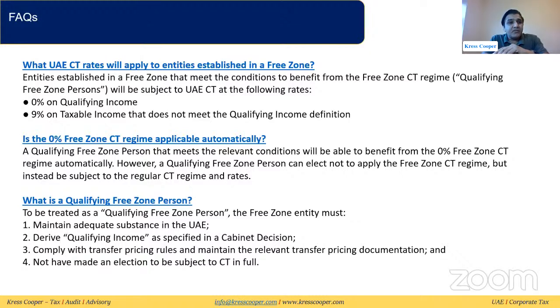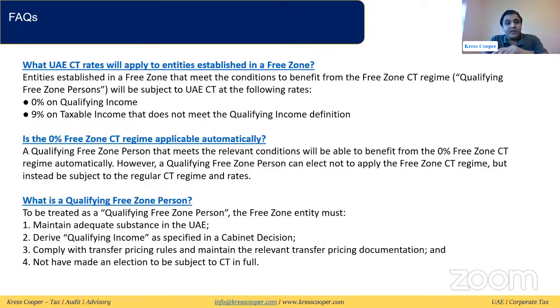Is the 0% free zone CT regime applicable automatically? Yes. A qualifying free zone person that meets the relevant conditions will benefit from the 0% free zone corporate tax regime automatically. However, the qualifying free zone person can elect not to apply the free zone CT regime, and instead be subject to the regular CT regime and rates. So this was discussed already as well.